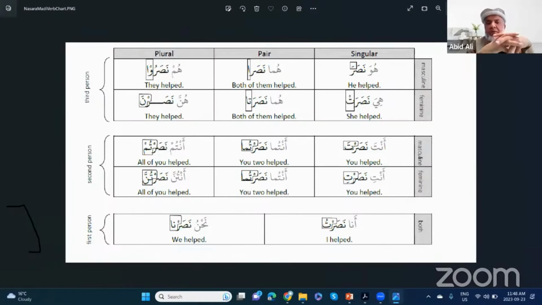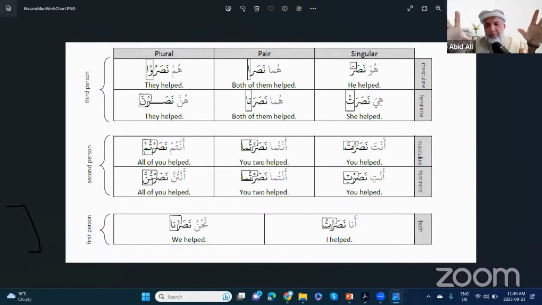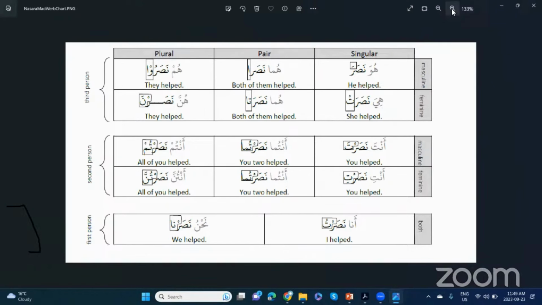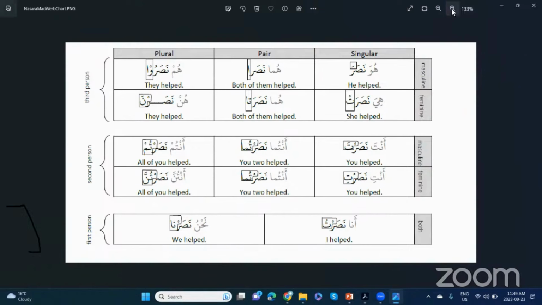Now let's look at this one. Over here, you see nasara. What are the root letters? Noon, sad, and ra. Nasara means to help. So is that a verb? On the pattern of zahaba, if I give you noon, sad, ra, you're going to say nasara, he helped. Agree?